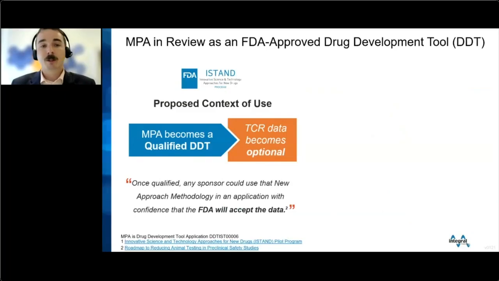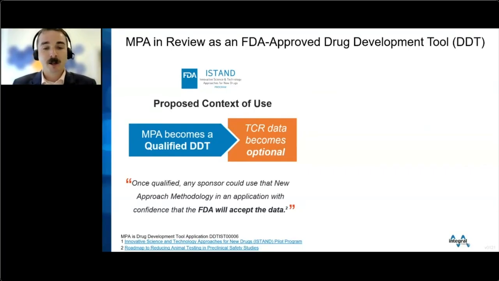Importantly, the MPA is currently in review as an FDA-approved drug development tool, or DDT. As I mentioned before, the MPA was the first technology entered into the ISTAND program, which is going to be a program to accelerate new technologies to be used in clinical testing. The proposed context of use of the MPA is to be a replacement for TCR, making this TCR data, this roadblock to moving forward to clinical trials, optional.